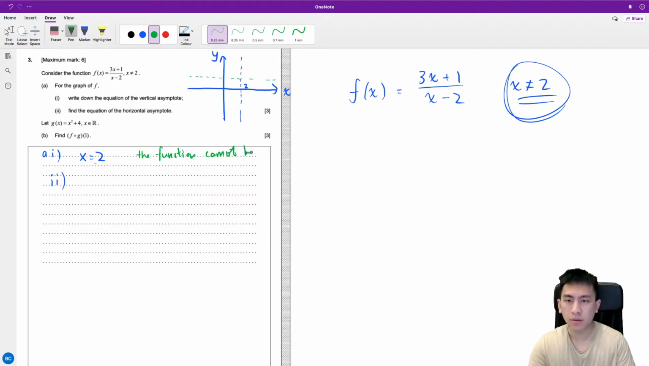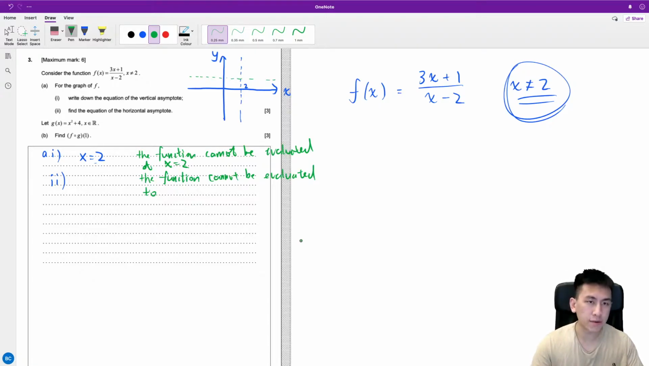Cannot be evaluated at x equals 2, meaning you cannot put 2 into the function. But the other one down here, the horizontal asymptote, is where the function cannot be evaluated at 2. It means something that the function could not give, right?